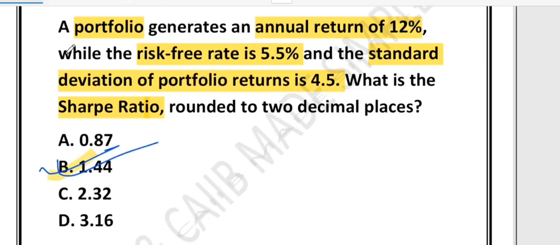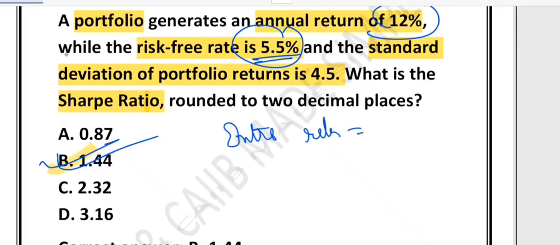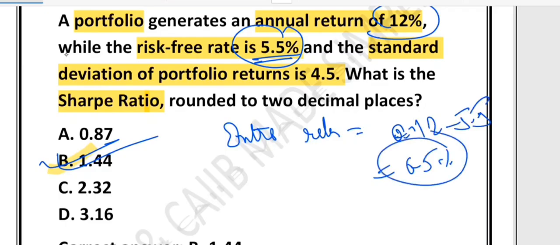Let me explain a way to think about it. Suppose that you invest in a portfolio. It gives you extra 6.5% return. You can see the risk-free rate is 5.5. What is the meaning of risk-free rate? Suppose you invest in a government bond, the safest bond, where there is no risk. So the government bond yield will be 5.5, and you are investing in a portfolio where the return is 12%. So how much extra return are they generating? Obviously 12 minus 5.5, which is equal to 6.5%, above the safe option.